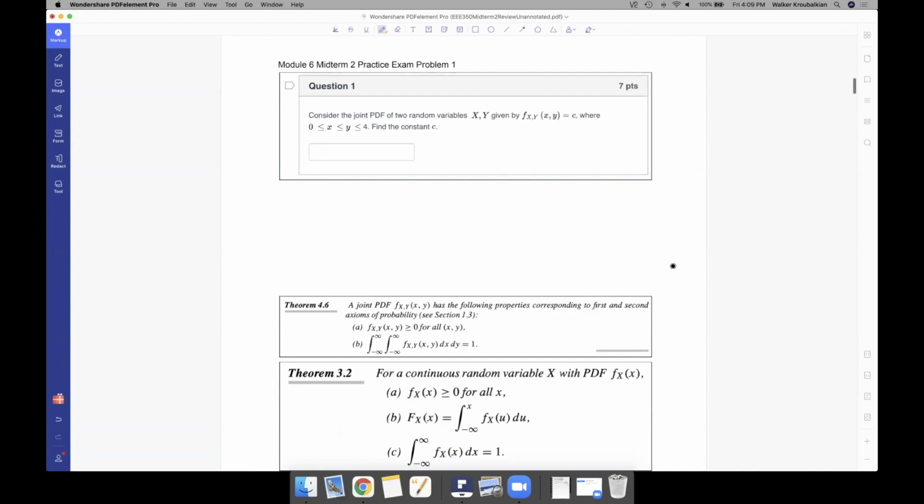Consider the joint PDF of two random variables x and y given by little f x comma y equals c, where 0 less than or equal to x less than or equal to y less than or equal to 4. Find the constant c.